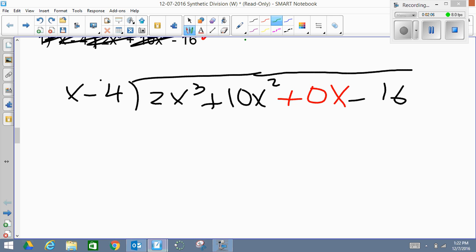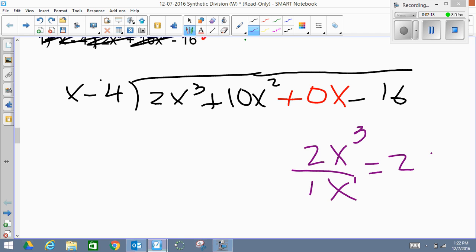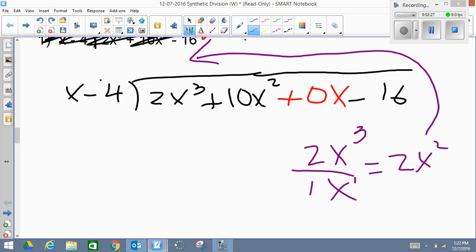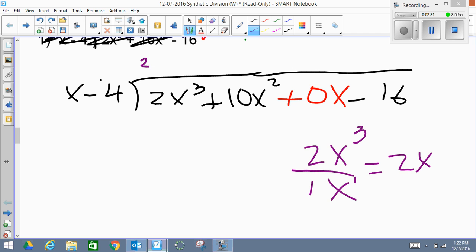So I'm going to write 2x cubed divided by x. My answer is 2 divided by 1 is 2. x cubed divided by x, remember you should have a 1 right there. So you subtract the exponent. So x cubed divided by x to the first is x to the second. My answer goes here on the top. Okay? 2x squared. So my first step is divide the first term by the first term.